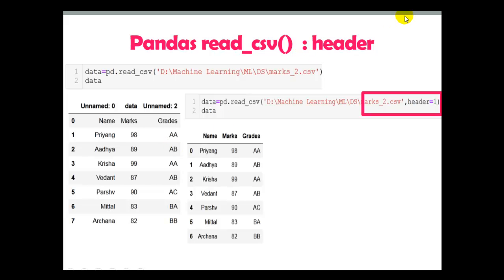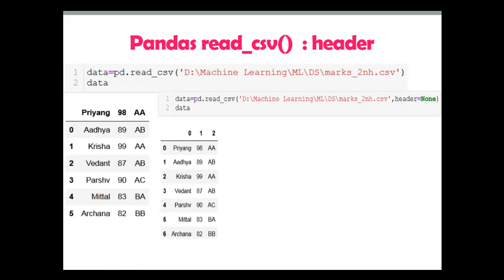Now let me show you another example. In this data frame no header is given, so a row of our data becomes the column header. Here by default header is 0. Please remember, in a Pandas data frame with no header, it infers the header from the first row. By default it is considered as header 0.